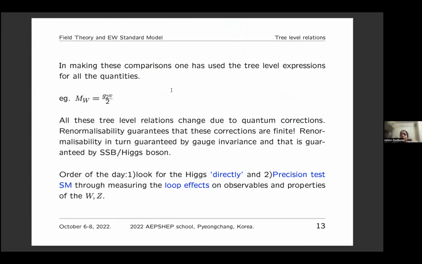Now, in making all these comparisons, we had used the tree-level expressions for all the quantities. That is, MW was given by G2V by 2, and MZ was given by MW over cosine theta W, and so on and so forth. Now, clearly, in a field theory, all of us know that tree-level relations are going to change due to quantum corrections. What we need renormalizability for is that it guarantees that these corrections are finite. And this renormalizability, in turn, is guaranteed by gauge invariance, and that, in turn, is guaranteed by the spontaneous symmetry breaking or the Higgs boson.